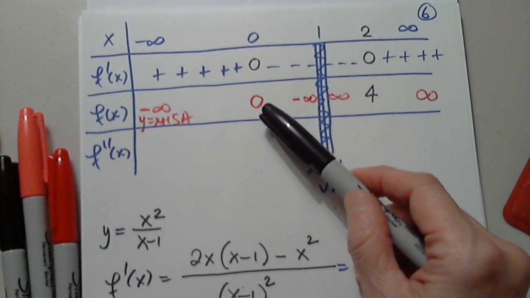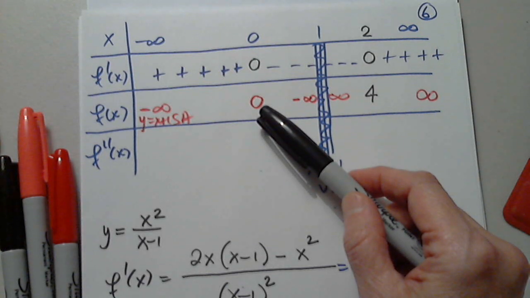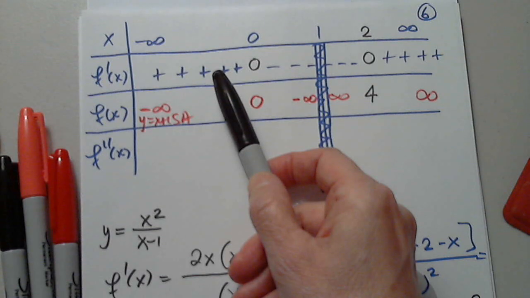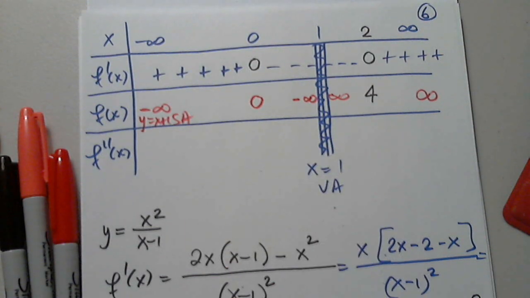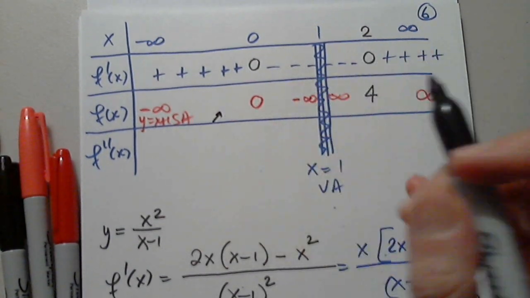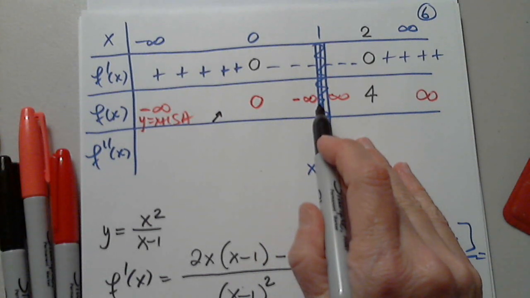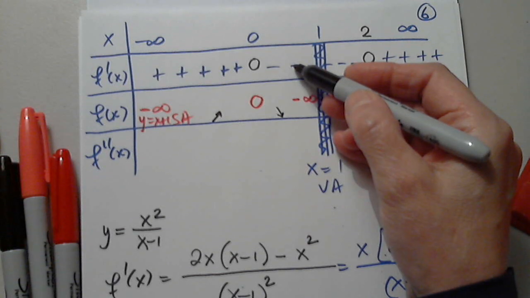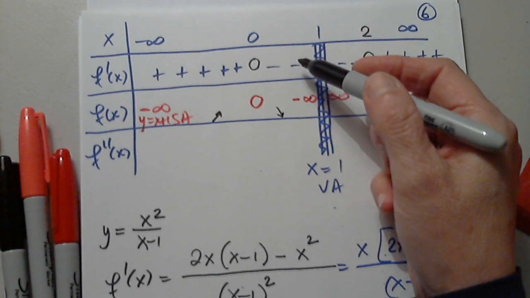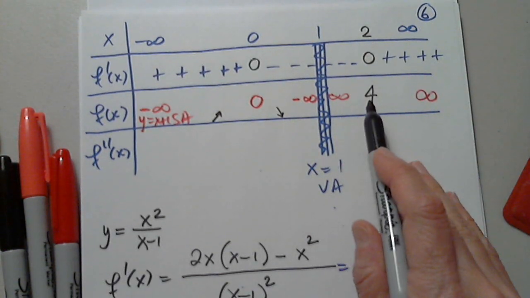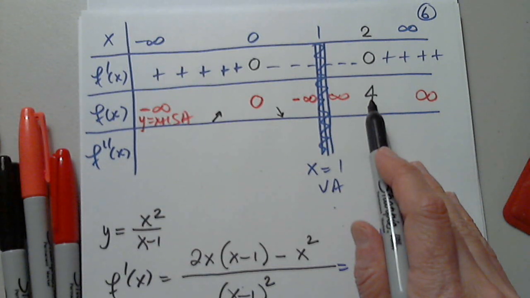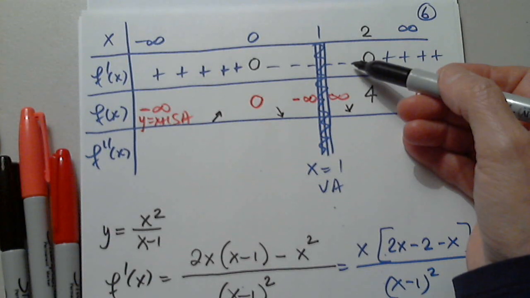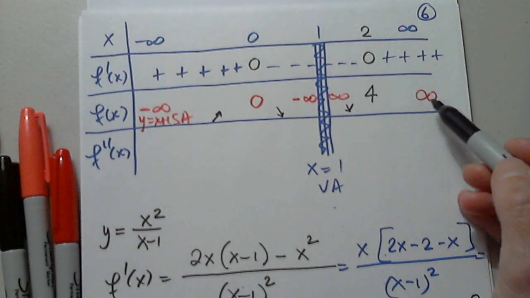From negative infinity to 0, what does the function do? Increase. Is that supported by the sign of the first derivative? Yes. Perfect. From 0 to 1? Decrease. Perfect. Is that supported by the sign of the first derivative? Yes. Perfect. From 1 to 2? Decrease. Perfect. Is that supported by the sign of the first derivative? Yes. And from 2 to infinity?